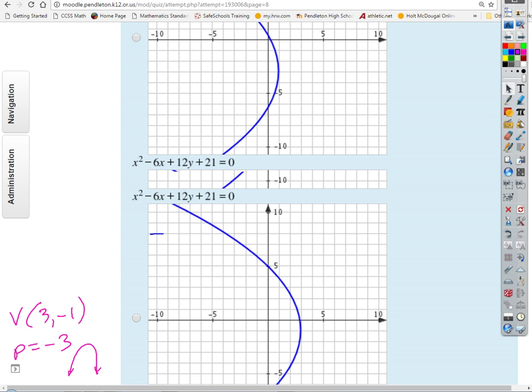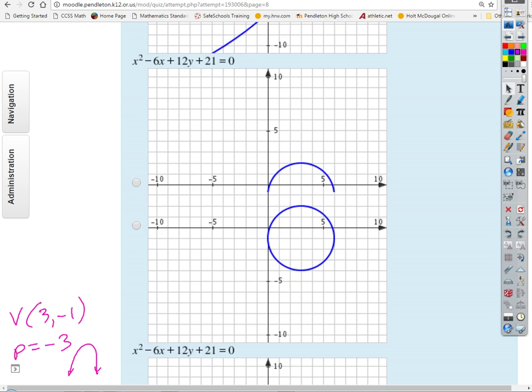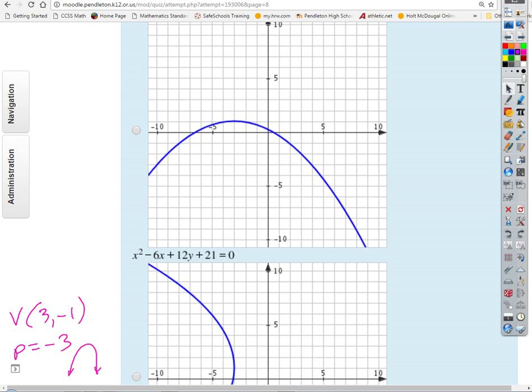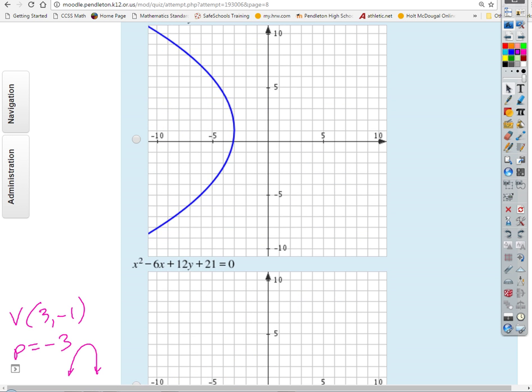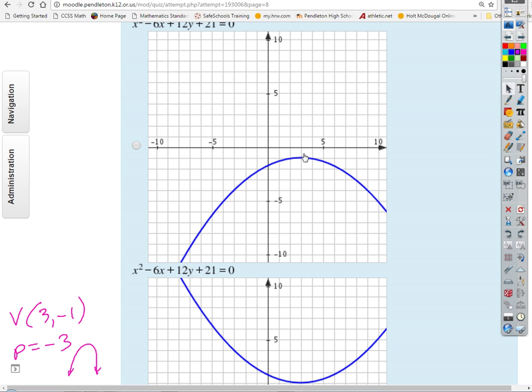So vertical parabola opening down. Okay, there's a vertical parabola opening down, but wrong vertex. Okay, that could be it, right? So over 3, down 1. In fact, that is it, isn't it? Over 3 and down 1. They don't give us a focus, so we can't be too specific. We just, in this case, need to know where's the vertex and which direction does it open. So P is negative, so that's it, right? Make sense?